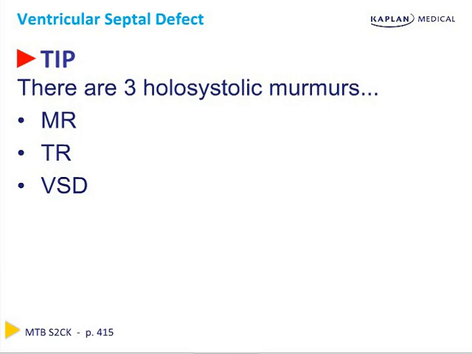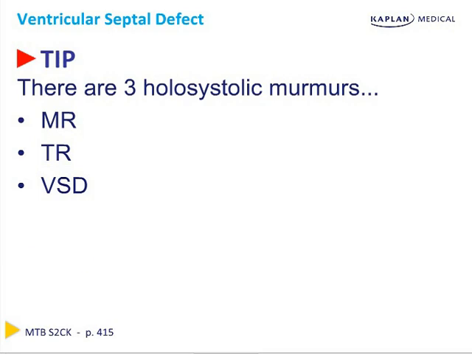That's because turbulent flow causes murmurs, and VSDs tend to be louder than tricuspid and mitral regurgitation because the smaller the hole, the more turbulent the flow. The more turbulent the flow, the louder the murmur. So loud holosystolic murmurs are more likely to be VSDs in children, because mitral valves are big, and you're going to have a quieter, more constant holosystolic murmur in those children. So loud pansystolic murmur, think VSD.